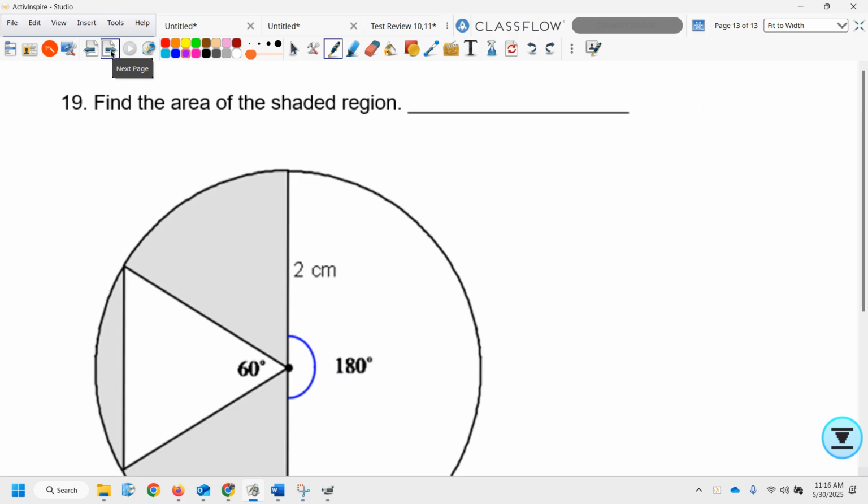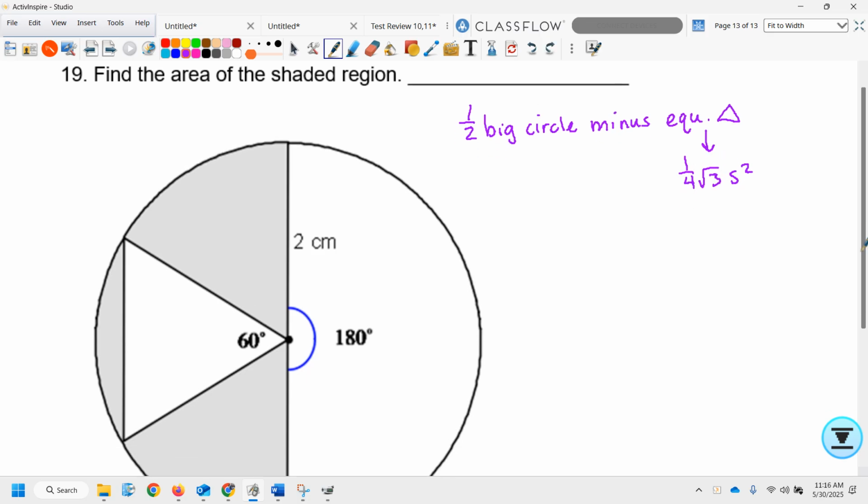All right, this is such a crazy one. It's again half big circle minus equilateral triangle. Okay, so that's that new formula. Remember the formula for this is 1/4 root 3 sides squared. So let's first figure out the area of this triangle. I don't know if you noticed, this is the radius of the big circle. It's 2 centimeters. Guess what? This is also a radius. So this is also 2 centimeters, and 2 centimeters, and 2 centimeters.